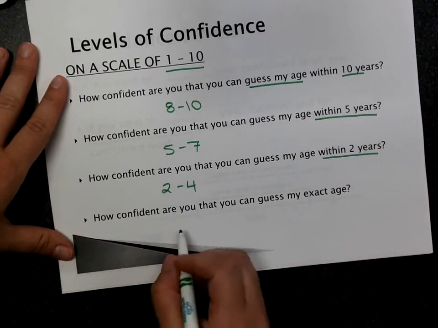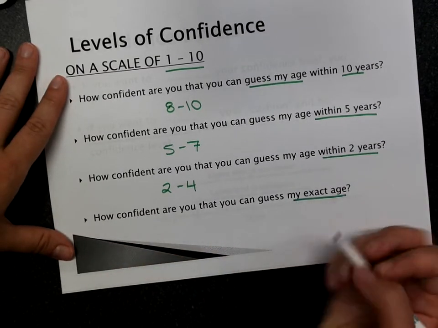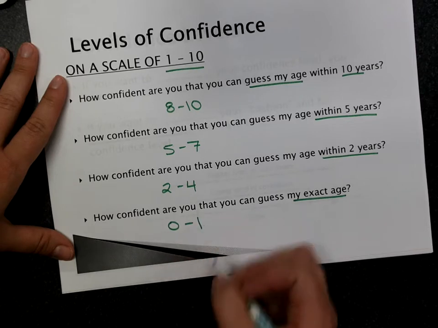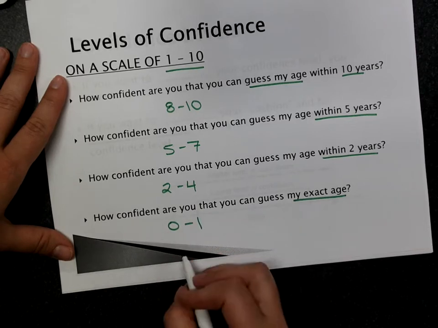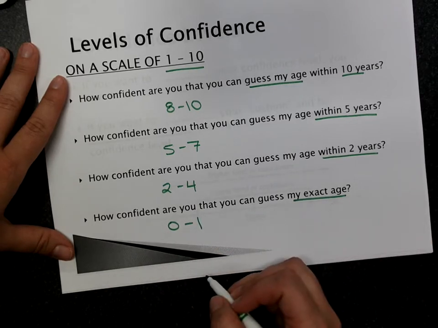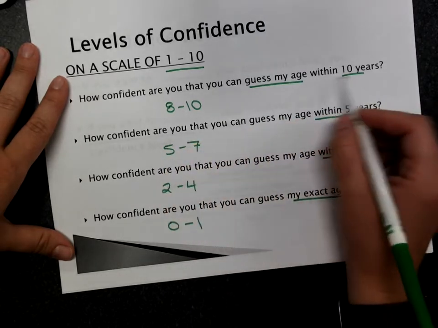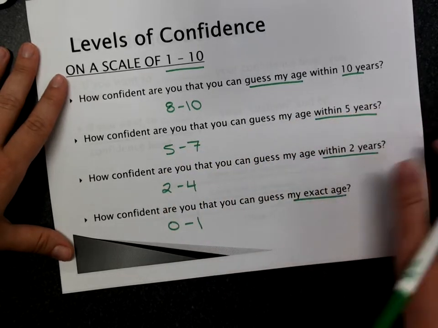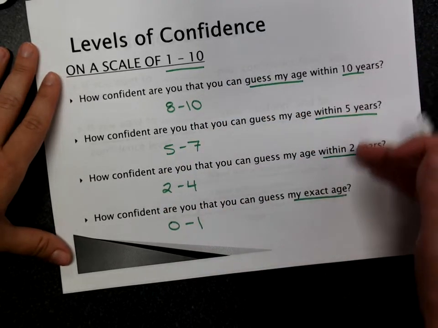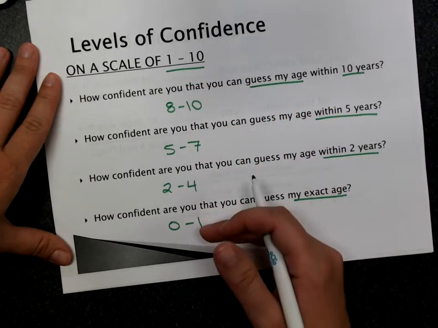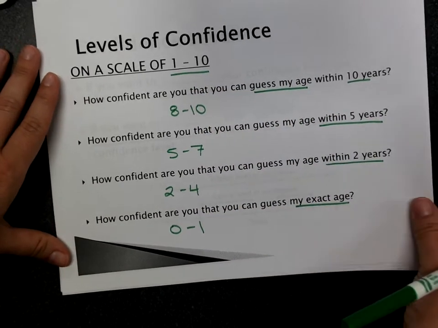And how confident are you that you can guess my exact age? Most students say between a 0 and a 1. So they're not very confident they could guess my exact age, but they're fairly confident they could guess my age within 10 years. So as we decrease our cushion, our level of confidence also decreases.